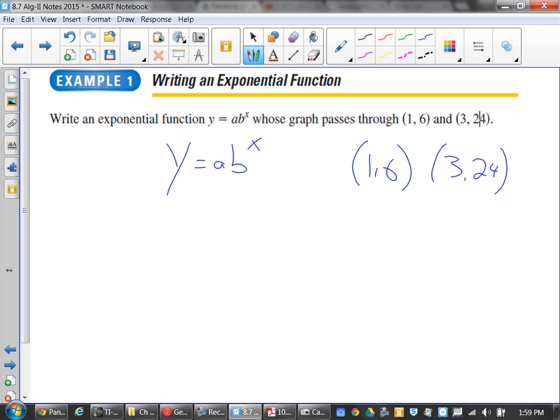So you just write it out in that first ordered pair. Your y value is 6, so that means that 6 has to equal a times b to the first power, and 24 has to equal a times b cubed. 9.5 out of 10 times you're going to use the first equation to get a by itself. It's rare that you use the second one. It doesn't mean you can't, but it's usually a lot easier to work with the one on the left.